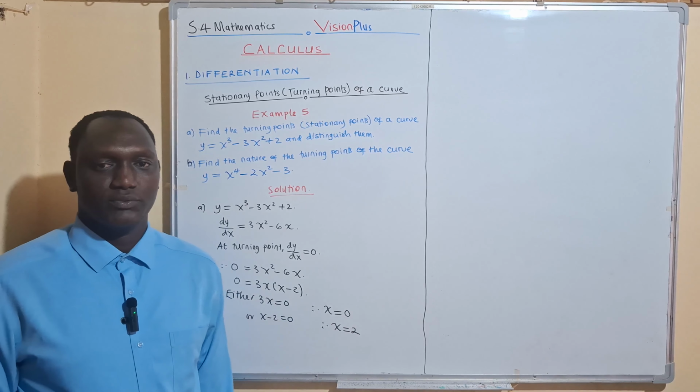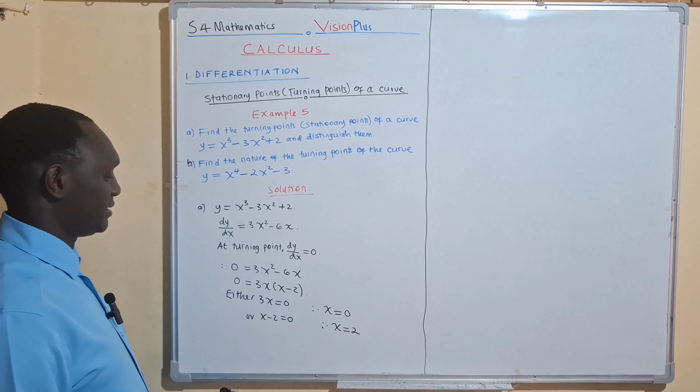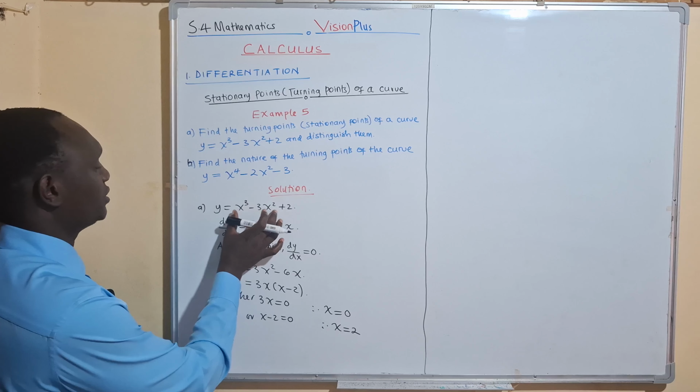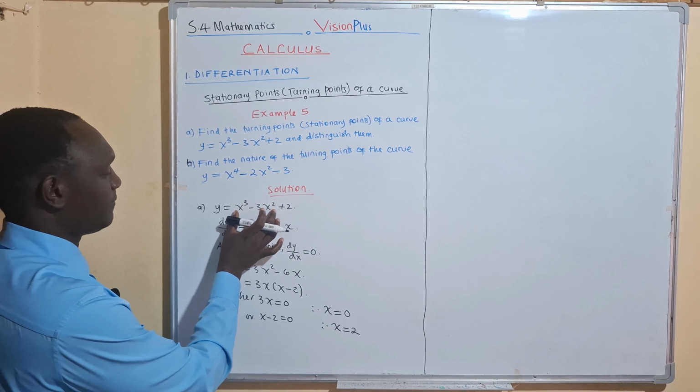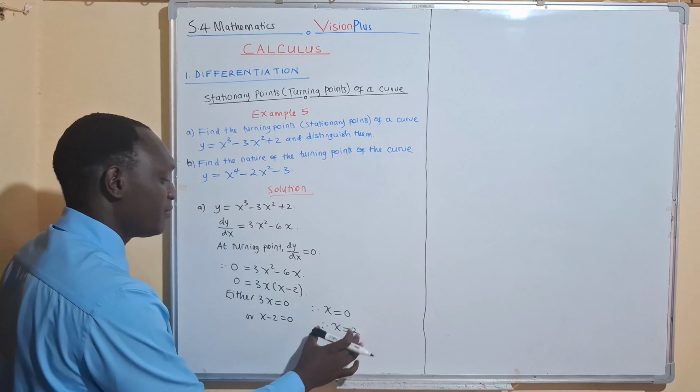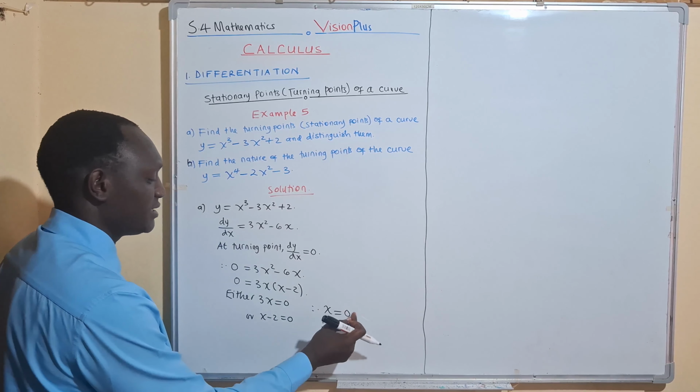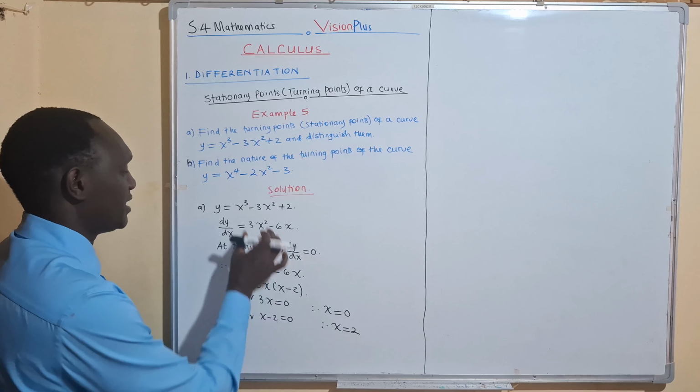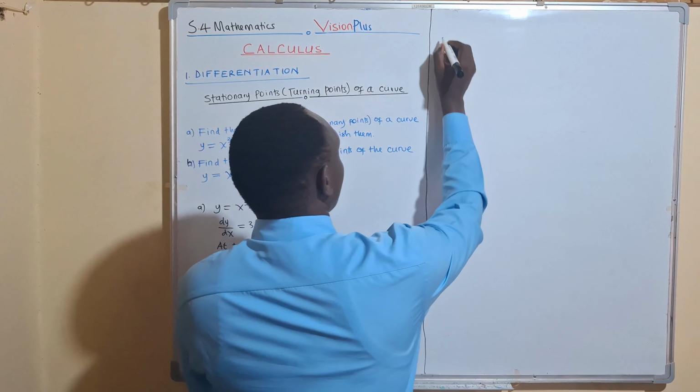Now let us get the corresponding values of y at the turning points. That means we shall use the equation of the curve. Why? Because the turning points are on the curve. These 0 and 2 are on the curve. So let's get the corresponding values of y.